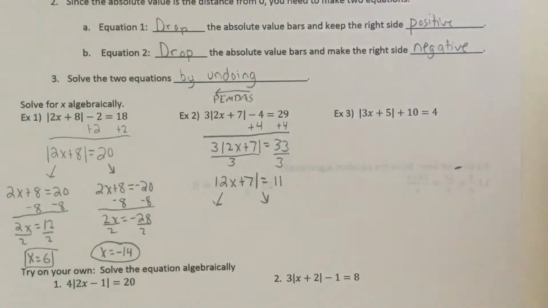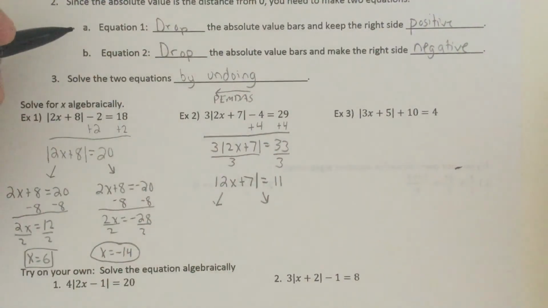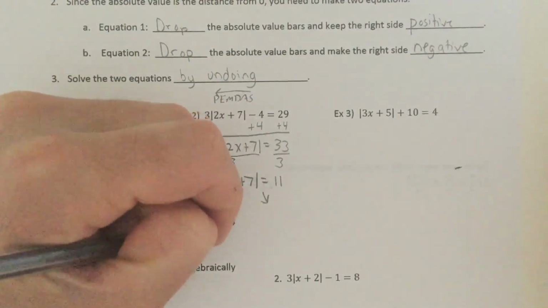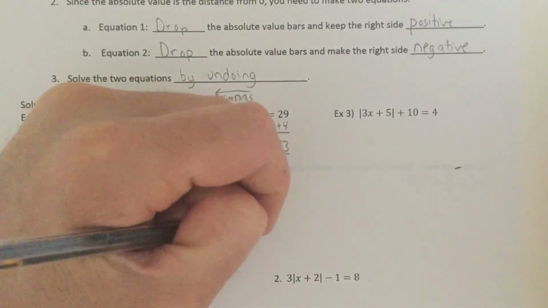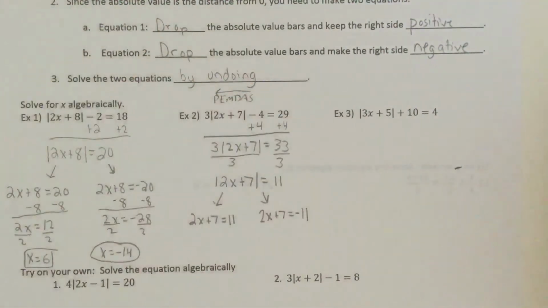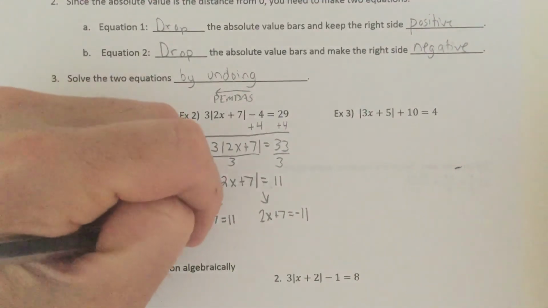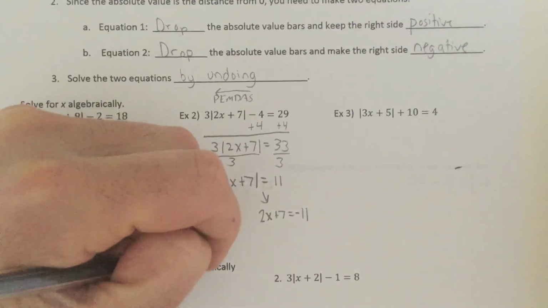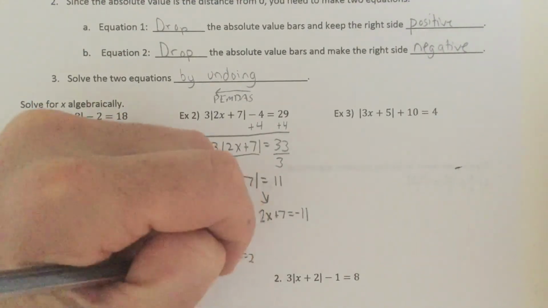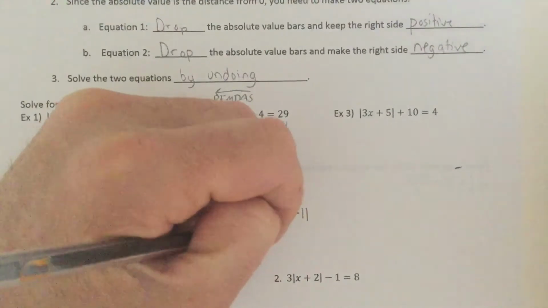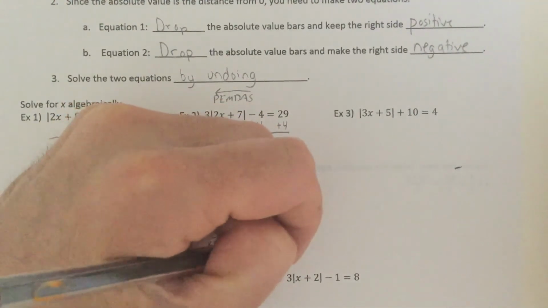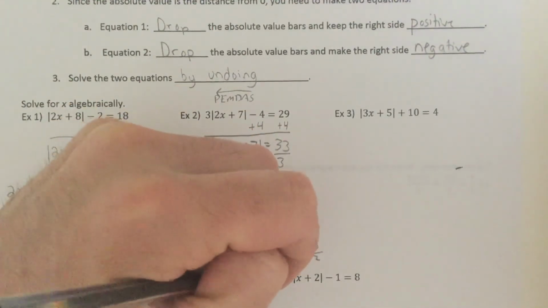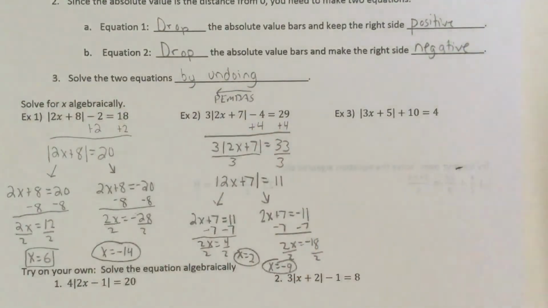I make two equations from there. Again, first equation, drop the absolute value and keep the right side positive, and then drop the absolute value and make the right side negative. So now I'm just solving. So I subtract 7 and divide by 2. So I get one answer of x equals 2. And my other answer will be 2x equals negative 18, divided by 2, x equals negative 9. So you are always going to get two answers for these absolute values.